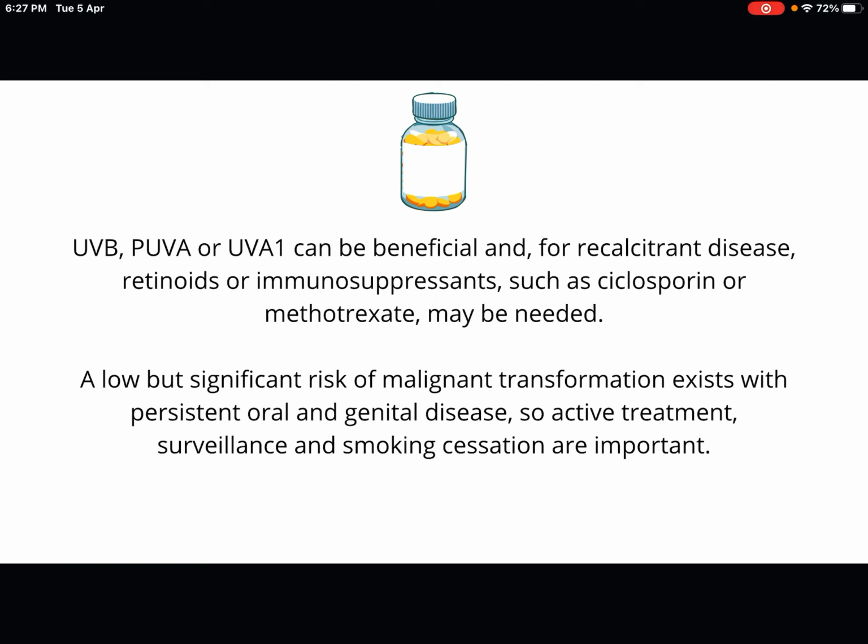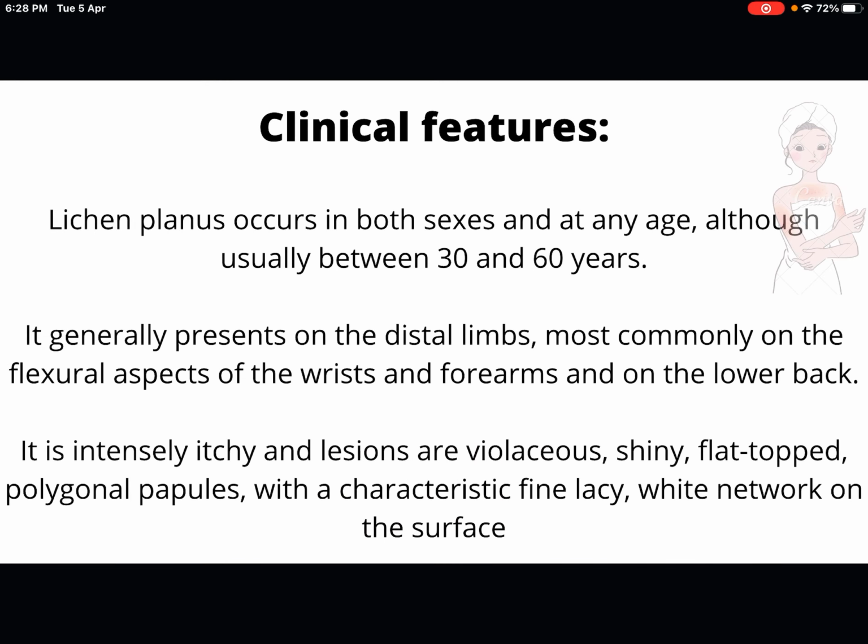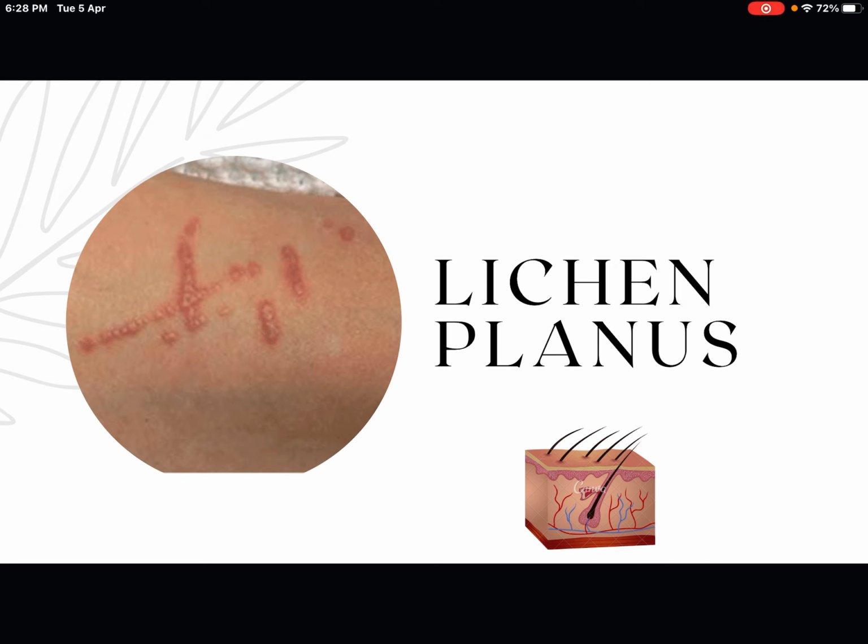And there is a low but significant risk for malignant transformation also. So we have to advise the patient on smoking cessation if he or she is smoking, and we have to do the active treatment, and we have to survey the patient. So these are the things that you have to write when Lichen Planus is asked, and it will be asked as a 4-marker. So these all points you have to mention in the university exam.